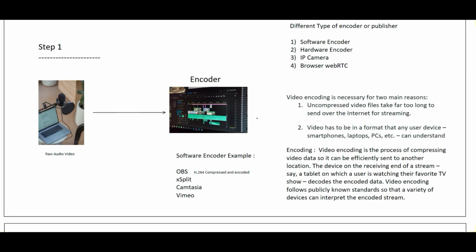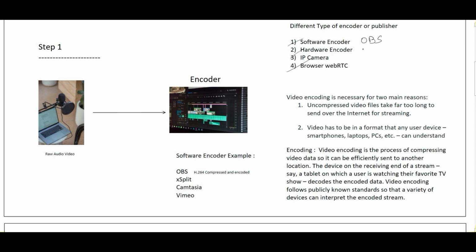In step one, we have to understand one concept here, which is the encoder. We have an encoder, and it can be called a publisher as well. It could be a software encoder, or a hardware encoder, an IP camera, or a web browser with WebRTC. So these are the different kinds of encoders. The very common software encoder is OBS. This is open source software, and from this open source software we can also record the audio and video.